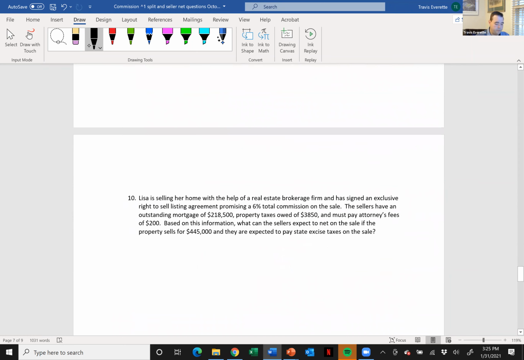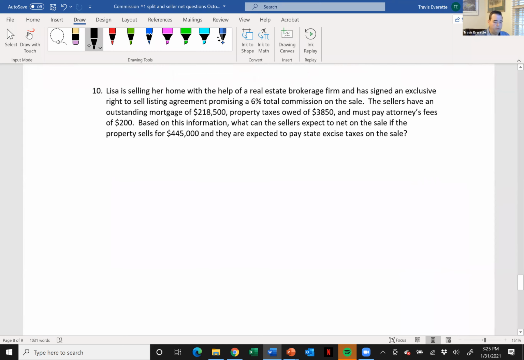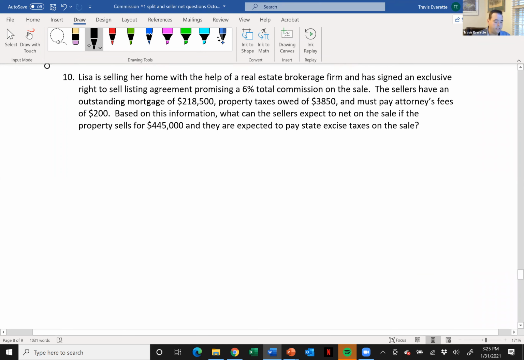All right. Let's look at number 10. It says Lisa is selling her home with the help of a real estate brokerage firm and has signed an exclusive right to sell listing agreement promising a 6% total commission on the sale. The sellers have an outstanding mortgage of $218,500. Property taxes owed of $3,850 and must pay attorney's fees of $200. Based on this information, what can the sellers expect to net on the sale?